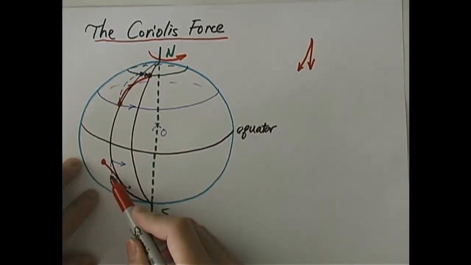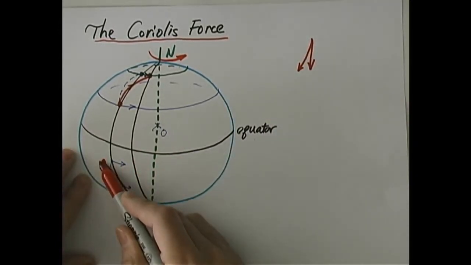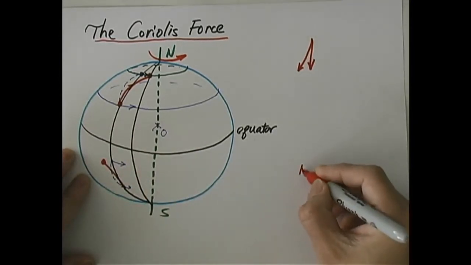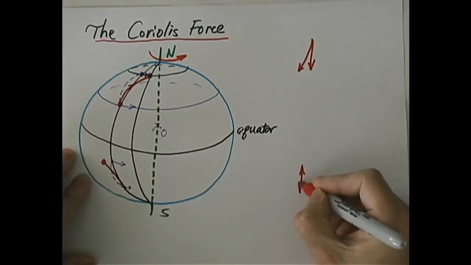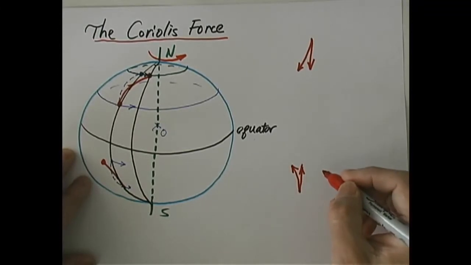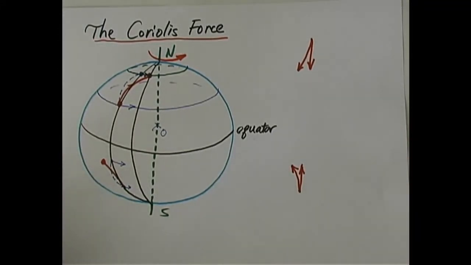In the southern hemisphere, you always veer towards the left. So suppose you intend to go this way. It's as if somebody always tries to push you to the left. You can attribute that to a fictitious force called Coriolis force.